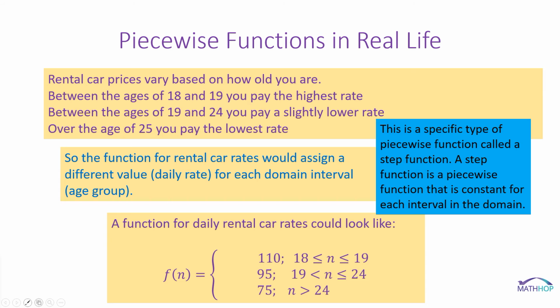So look at this function here. Remember I said sometimes we have a piecewise function where you have all constant equations. So this is y equals 110, y equals 95, y equals 75, all horizontal lines. This is a specific type of piecewise function that is called a step function. And it's called a step function because the graph really does just look like steps. But it happens when each portion of the piecewise function is a constant equation.